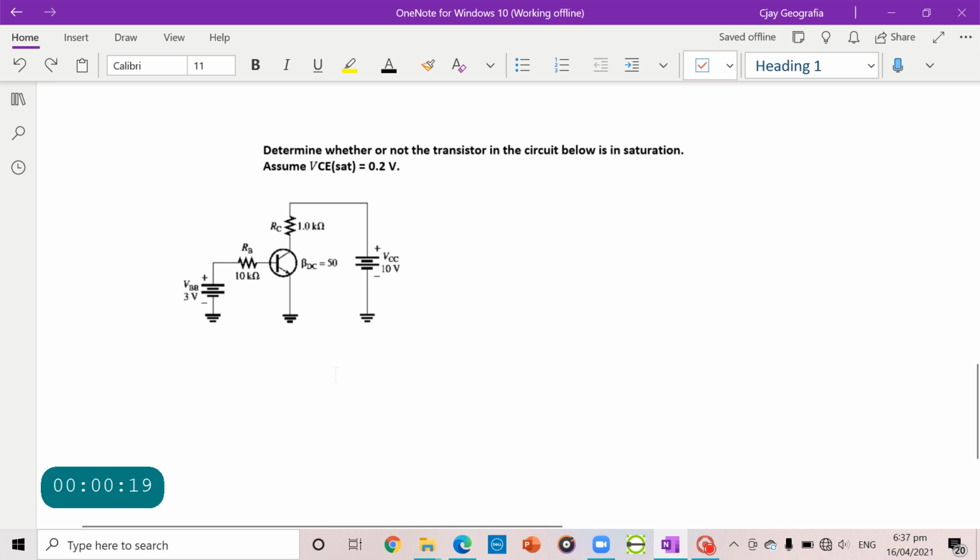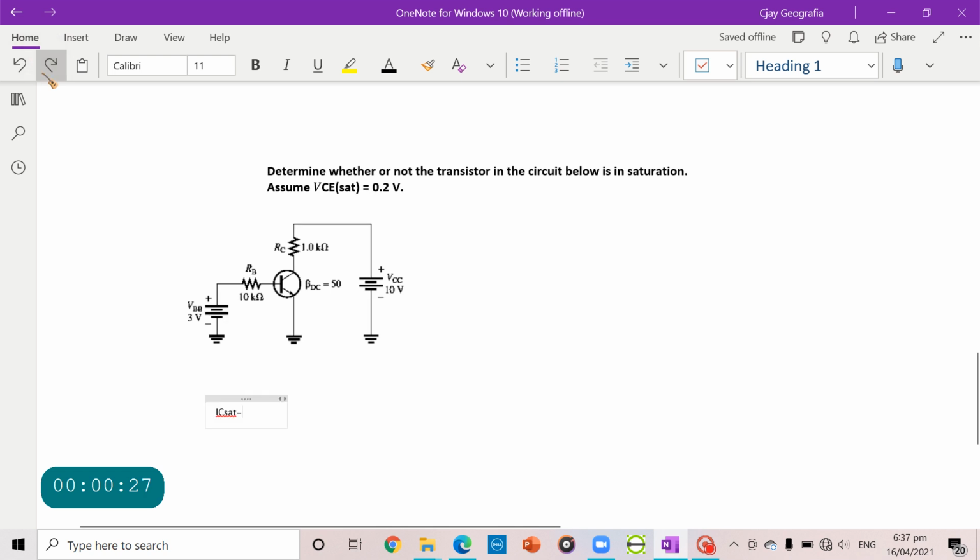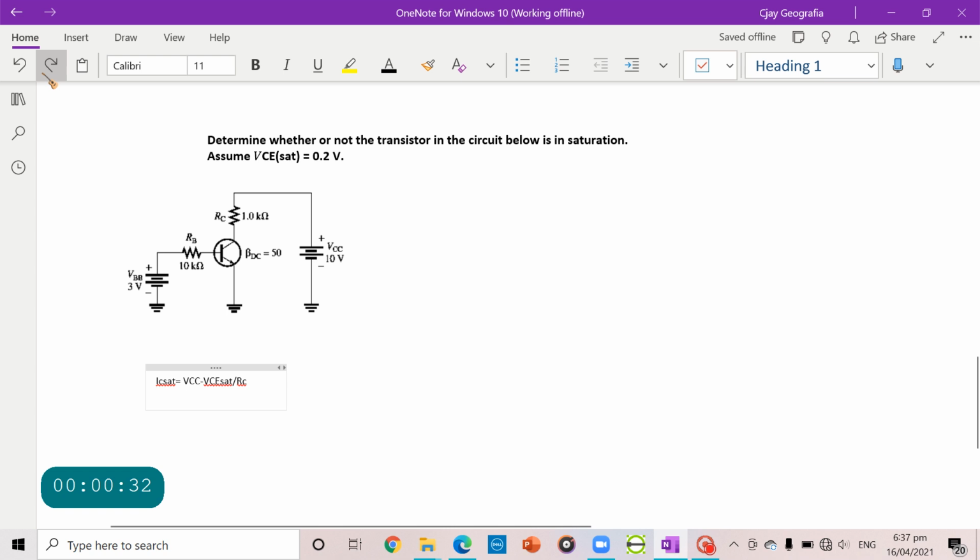Okay, let us first determine the IC saturation. IC saturation is equal to VCC minus VCE saturation over RC. So input the values: 10 volts minus 0.2 volts divided by 1 kilo ohm is equal to 9.8 milliamperes. So that is the value for IC saturation.